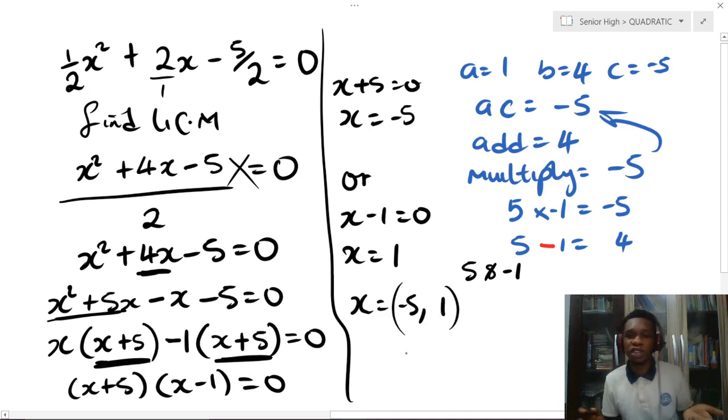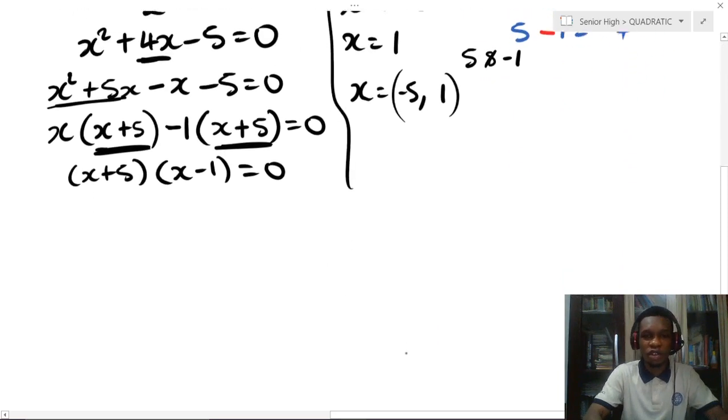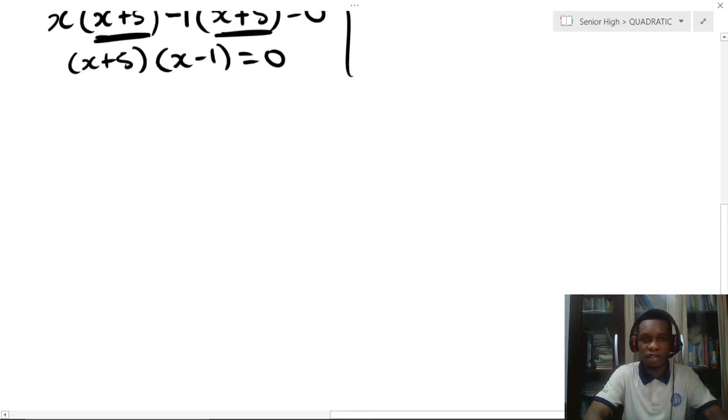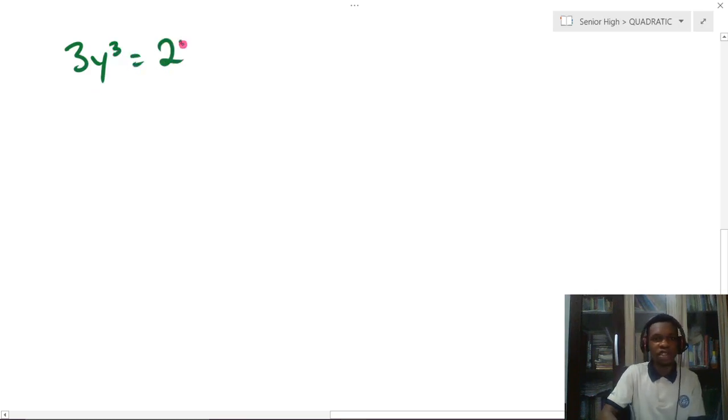So let's take another question again. Now let me go down a bit and take more questions. Now what about this one? If you're given a question like this, let me look for something interesting. Okay, yeah, I've seen one. 3y raised power 3 is equal to 27y.